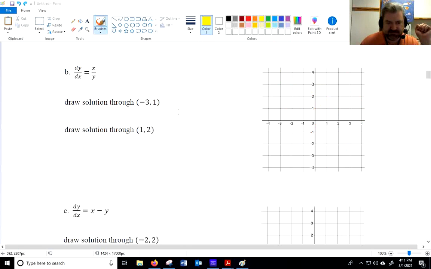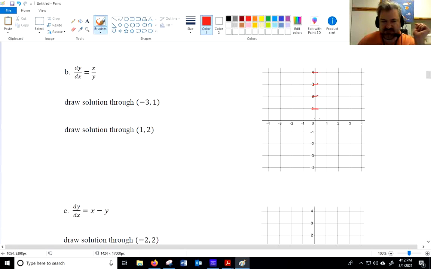All right, let's take a look at another one. I have dy dx is equal to x over y. And again, we can make another table of values. First of all, though, I want to point out that if x is 0, then the slope is 0. So everywhere the x is 0, the slope is 0. I'll use red again for my slope fields. I kind of like that. So 0, 0, 0, 0.